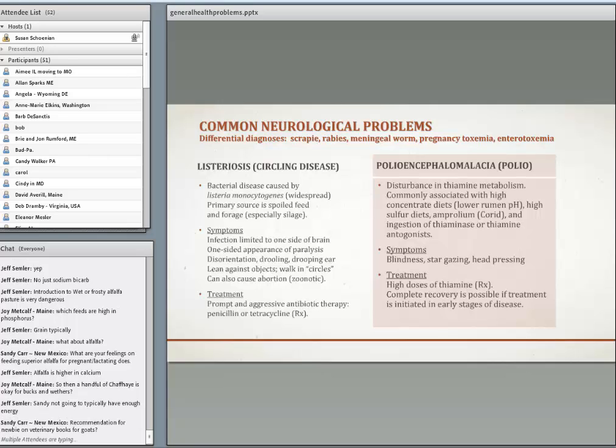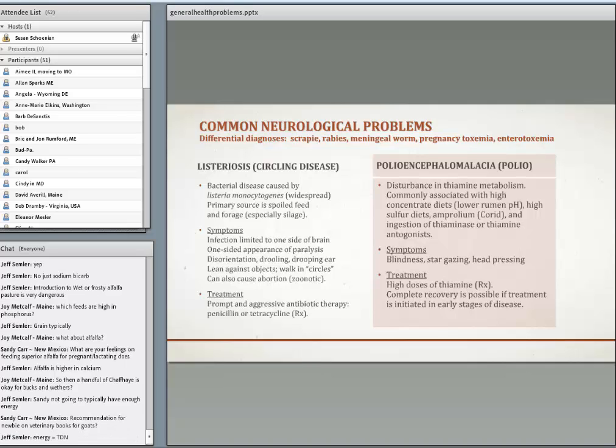Polio is another somewhat common problem in sheep and goats. It's basically a disturbance in thiamine metabolism, which is vitamin B1. It tends to be associated with concentrate diets, which lower the rumen pH, and diets that are high in sulfur.